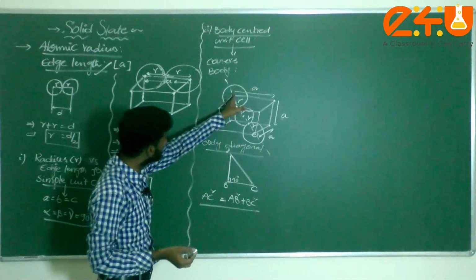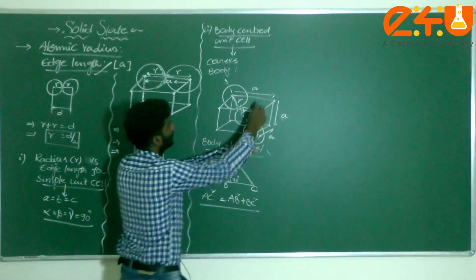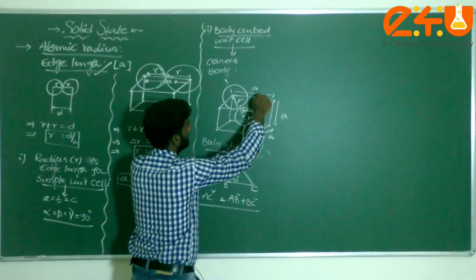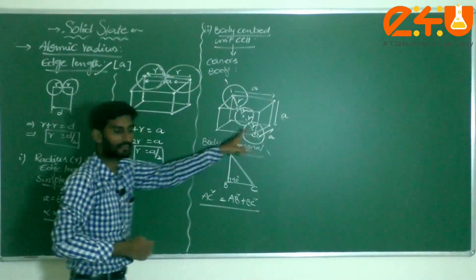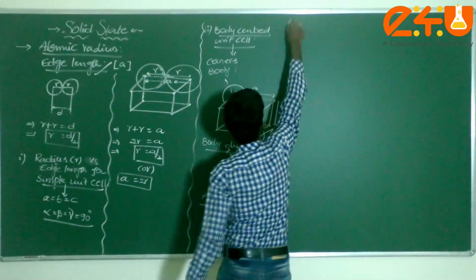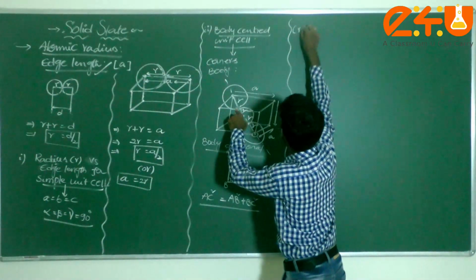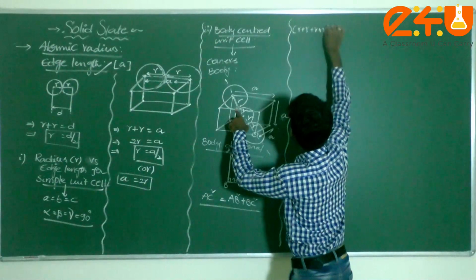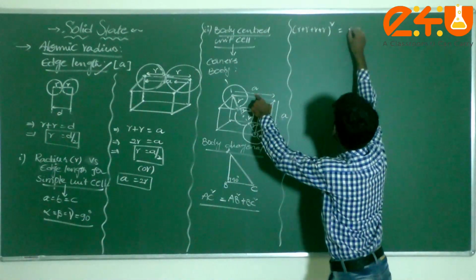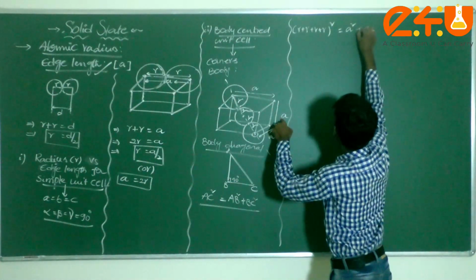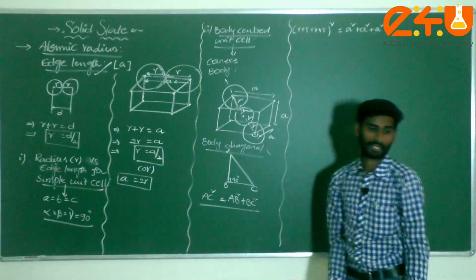Now, dear student, I can consider this as AC square, which is equal to, tell me, what is this one? A square plus this one A square plus this one A square. Am I correct or not? Now from this, what will come here? R plus R plus R plus R, that whole square, is equal to, tell me what is the edge length, dear student? This is the edge length, A square plus this also A square plus this also A square. Am I correct or not?